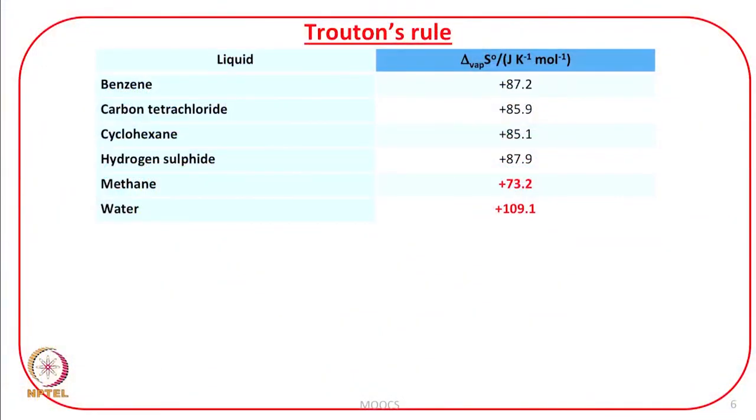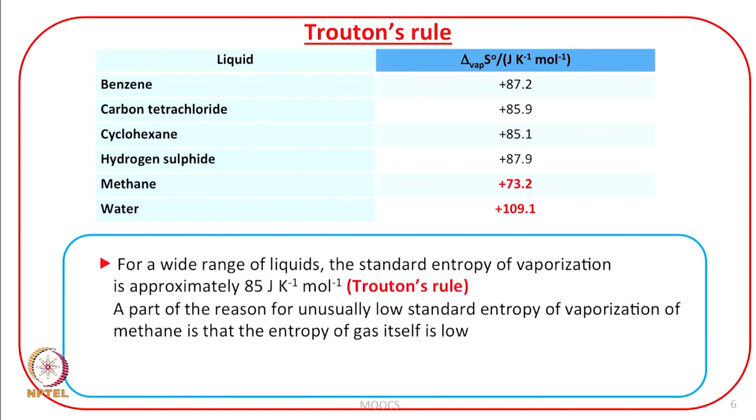Let us take a look at this table. In this table, the values of entropy of vaporization for several liquids are given. And if we notice, in the first four rows, the value is approximately near 85 joules per Kelvin per mole. For a variety of liquids, this value is about 85 joules per Kelvin per mole. This observation, that for a wide range of liquids the standard entropy of vaporization is approximately 85 joules per Kelvin per mole, is Trouton's rule. The reason for this is that for a variety of liquids, when these are vaporized, almost the same amount of disorder is generated.